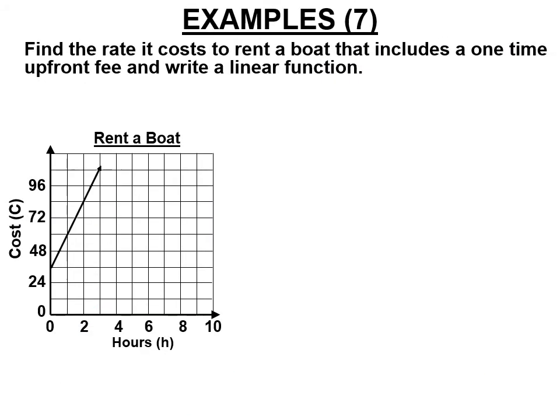Okay, so we're going to be renting a boat. So let's first of all find our y-intercept. Here we're going up by 12s. So the y-intercept is 36. I didn't say dollars here, but let's assume it's dollars. And so we're going to have cost. Wherever y would be, we're going to use c for cost. Wherever x would be, we're going to use h for hours.